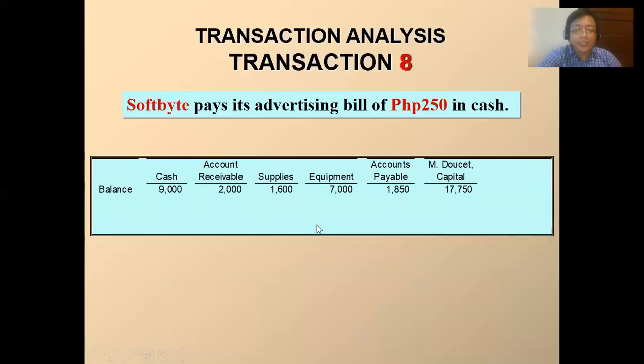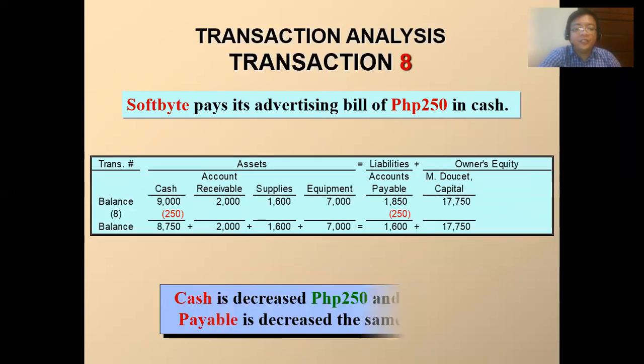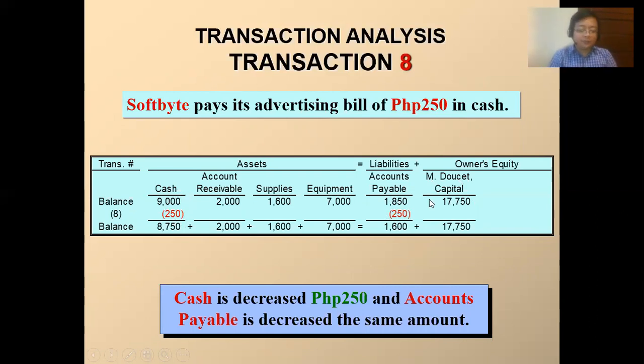Alright. Transaction number 8. Di ba dati umutang ka ng advertising? Ngayon may pera ka na. So you will pay worth 250. Okay? Cash is decreased by 250 kasi magbabayad ka, di ba? It will decrease your cash. And also, you will decrease your utang, your payable, by the same amount of 250. So ilan na yan? So it is now 19,350 here, 19,350 here. So same amount pa rin.